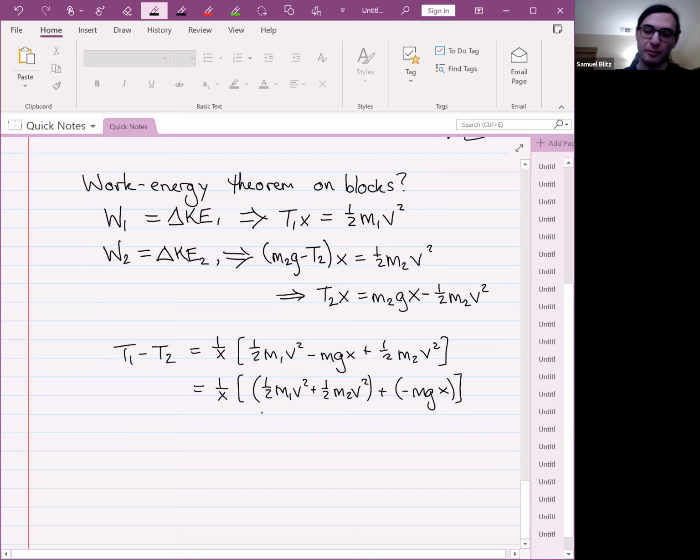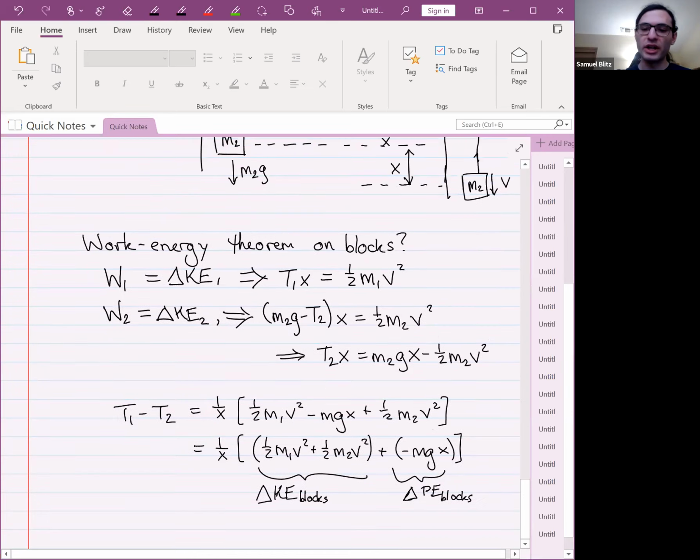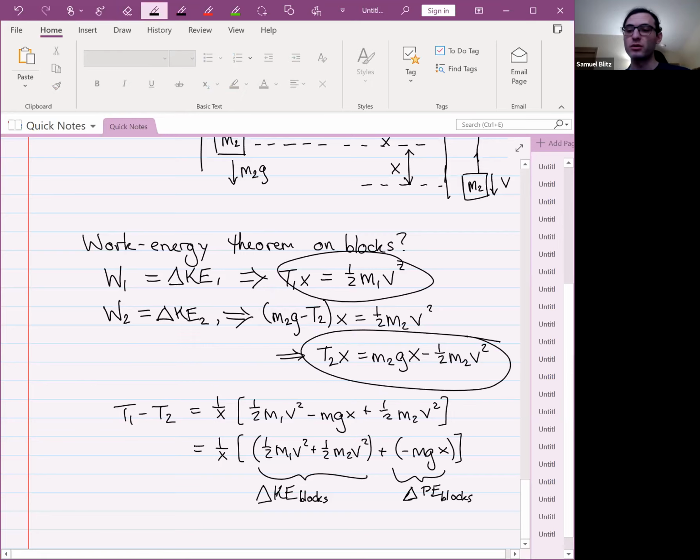But look at this grouping. This is the total kinetic energy of the blocks, or rather, it's the change in the kinetic energy of the blocks. And this is the change in potential energy of the blocks. All I did was subtract T2 from T1. So solve both of these equations: solve this equation for T1 and solve this equation for T2, and then subtract the two.